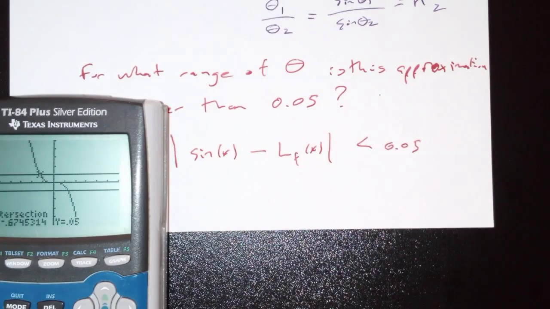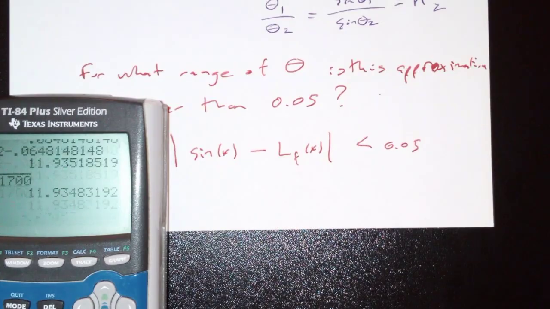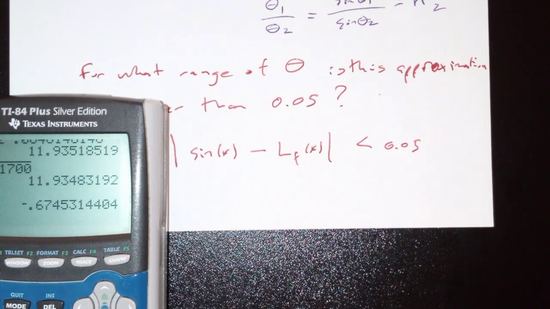The one on the left is negative 0.674 radians. The one on the right is positive 0.674 radians. 0.67 radians doesn't mean jack to me. How many degrees is that? How do I convert that to degrees?